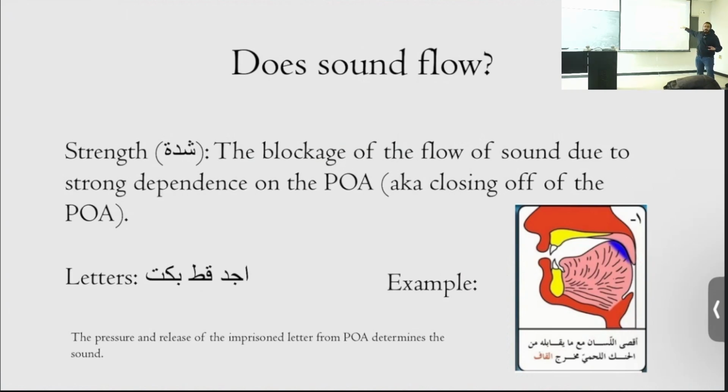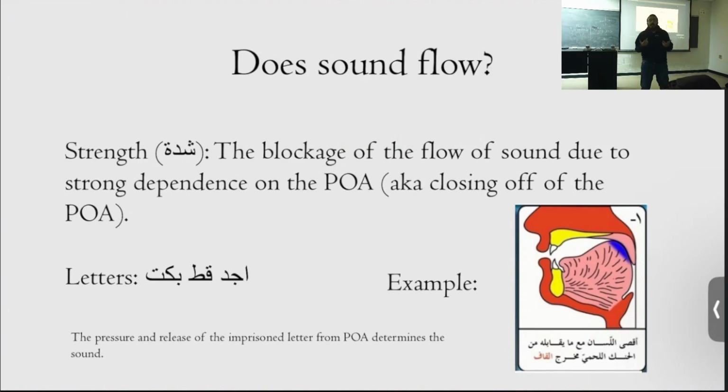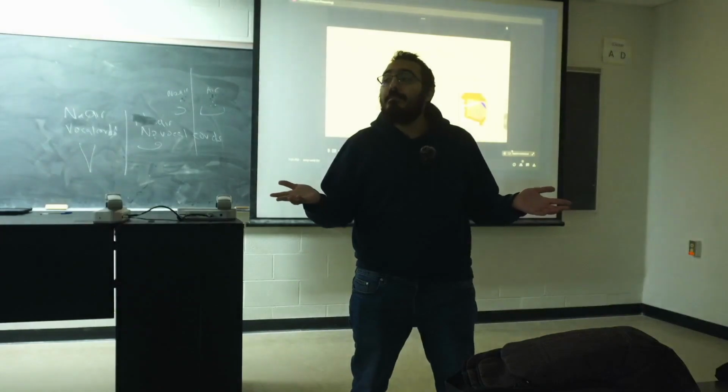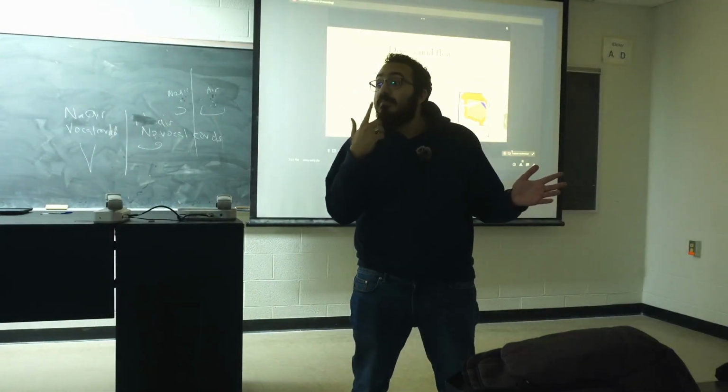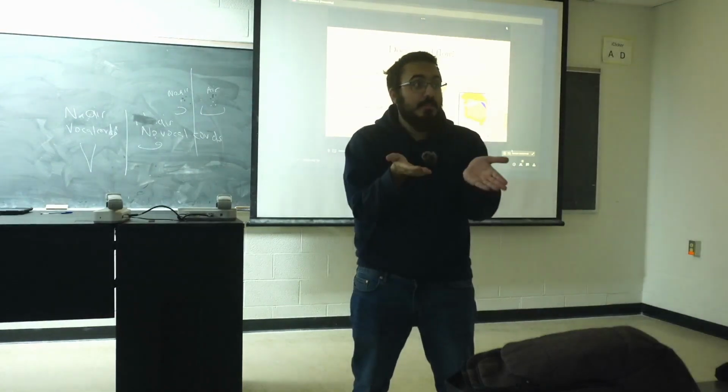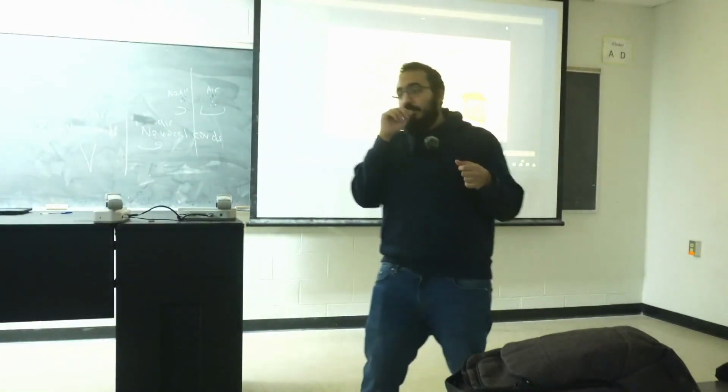AKA closing off the makhraj itself. You're literally closing off, the sound waves actually do not flow. You see? So what are the letters? Let's do ba. Ab. Ab. Without the qalqala. Ab. So what blocks? Your lips literally block the air. Does that make sense?